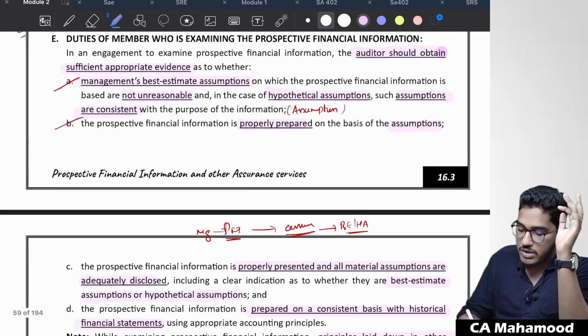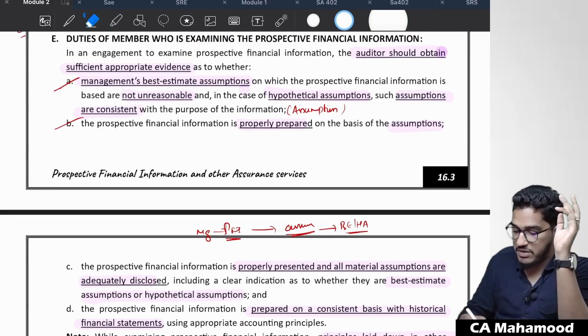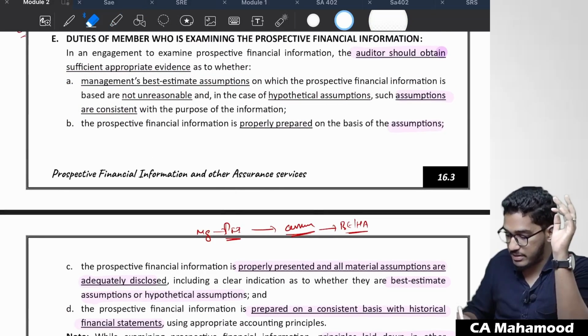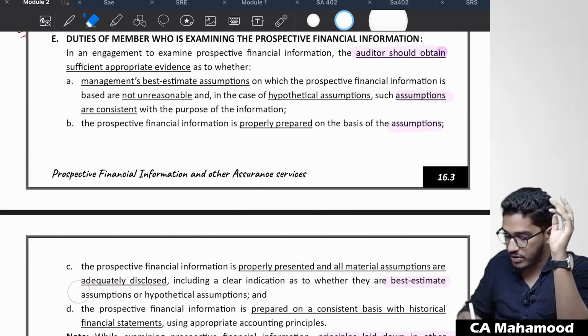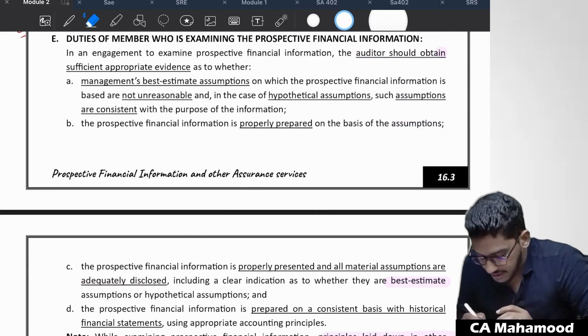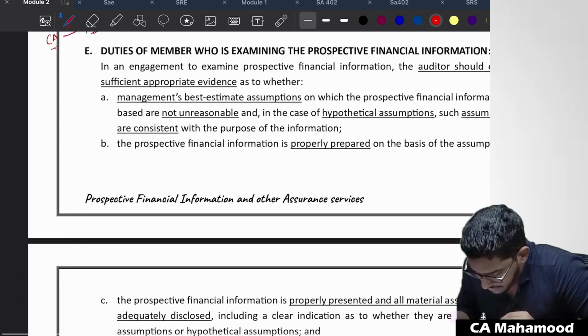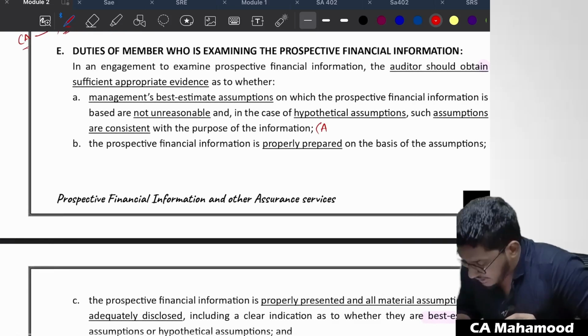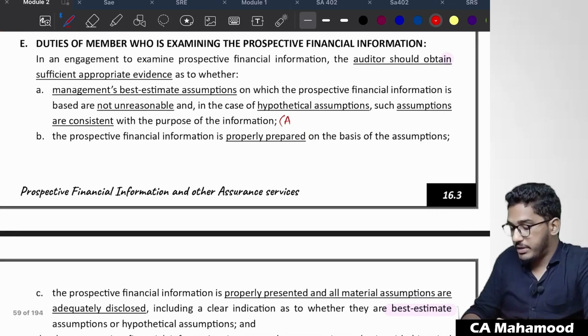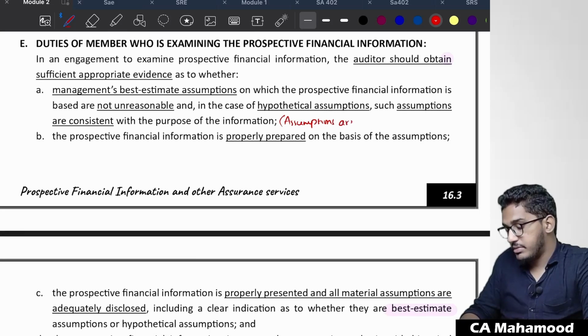So they might ask you a question, what are the duties of the auditor who is examining prospective financial information? Then you are required to write these simple 4 points. Let me write the summary for you, or you also write along with me the summary here. First point, assumptions are reasonable. Write it along with me. First thing, you have to verify whether assumptions are reasonable.